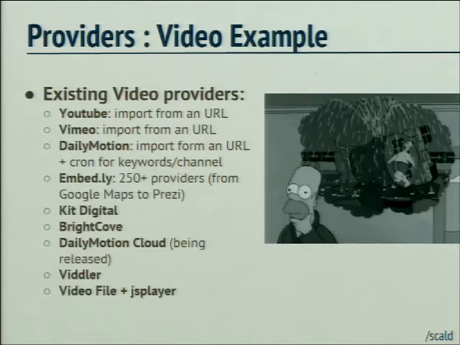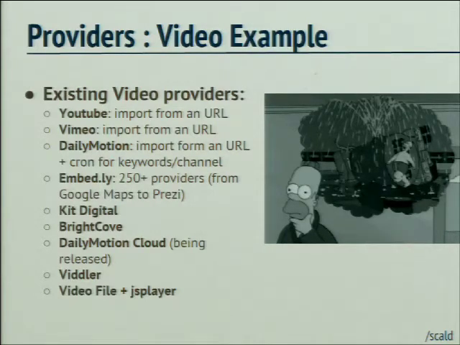For the video example, if we focus on video, the existing ones are YouTube. You just copy and paste a YouTube URL, and then it's done, and you get all the information from YouTube, and you have your video inside your library. Same for Vimeo. Dailymotion is the same, but it has an extra feature which is important. You can subscribe to keywords or user channels on Dailymotion, and then when you run the cron job, every new video about this topic, or from this user, gets imported into your library. So for media, if they have a Dailymotion or YouTube channel, all of the journalists can use the videos from the morning. They can use them in their article just 5 minutes after.